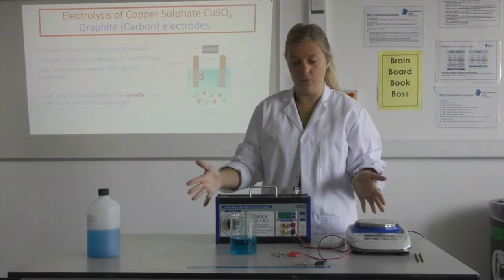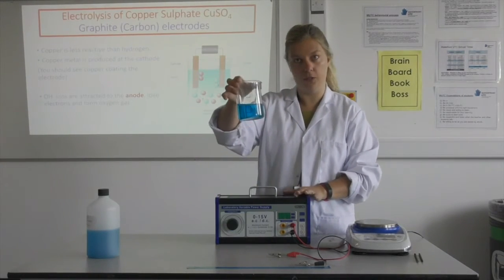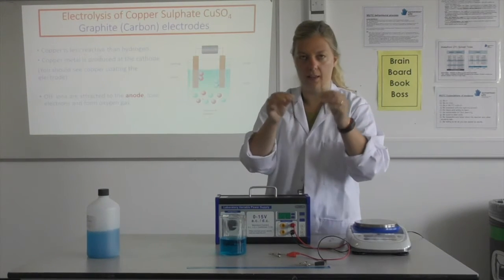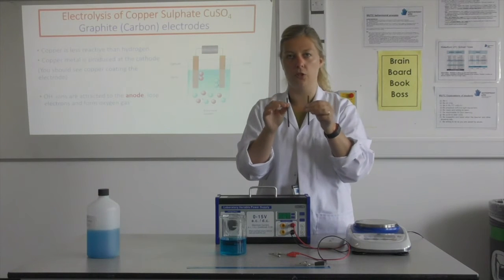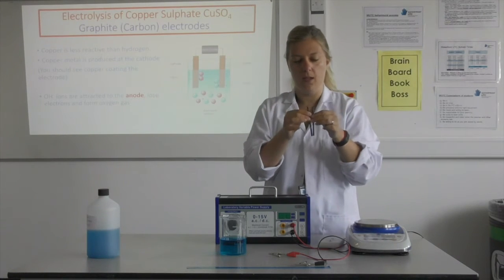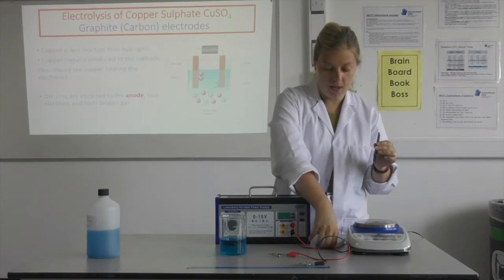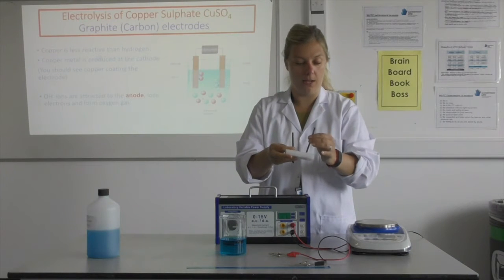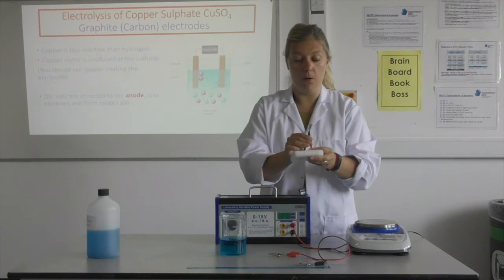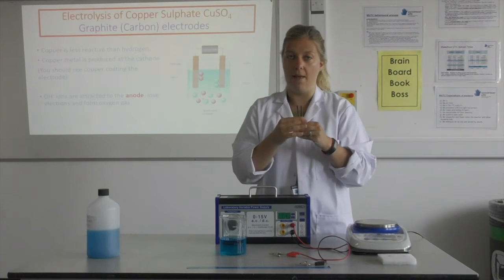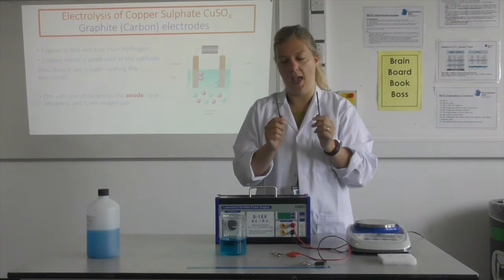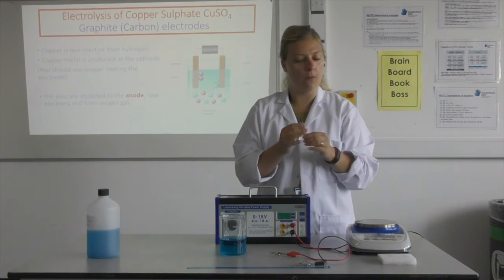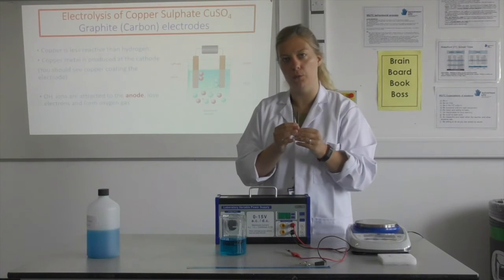Okay, so here we've got everything we need for our experiment. We've got our copper sulfate solution in our beaker. We've got our 2 graphite electrodes. You can do this using other metals as well. I'll show you that in a later experiment. And we've got our power supply, and we've got this little nifty piece of styrofoam here just to help us keep our electrodes in place. But what we're going to do first of all is measure the mass of our electrodes. Now you always have to measure the mass before, otherwise you won't know what's happened to the mass afterwards.